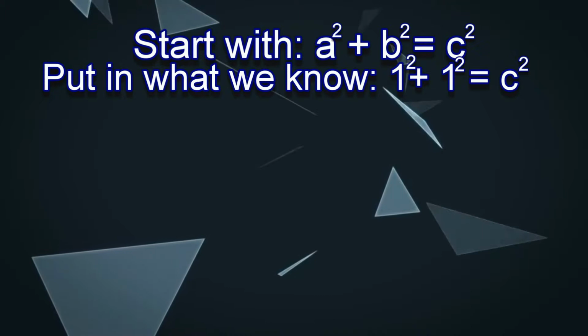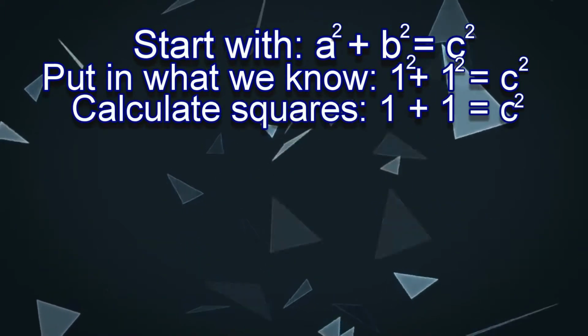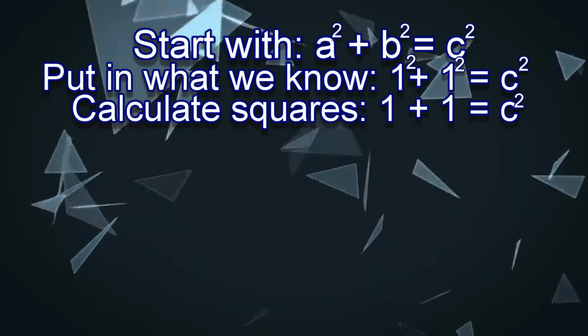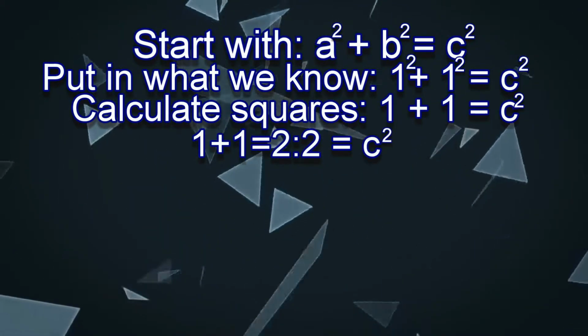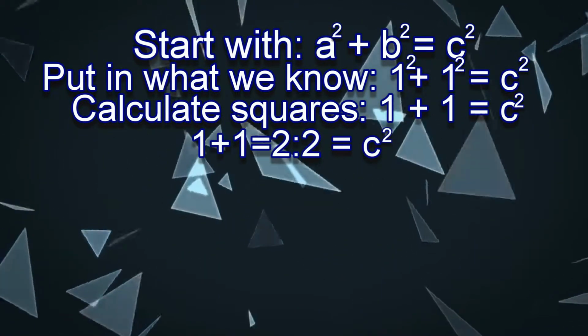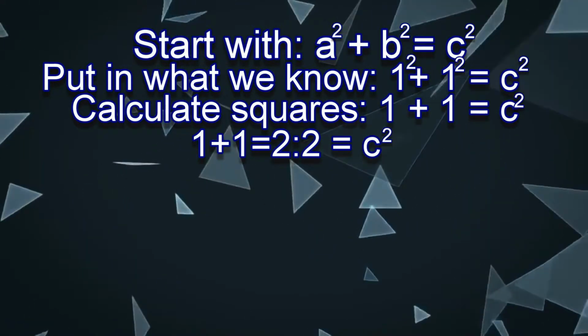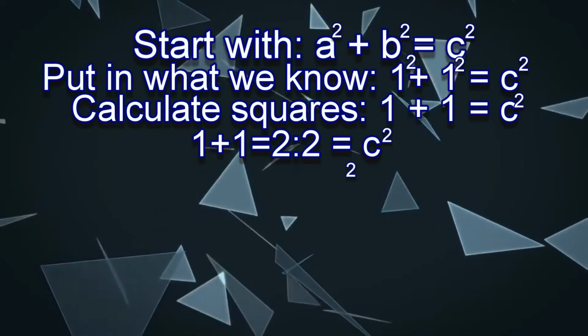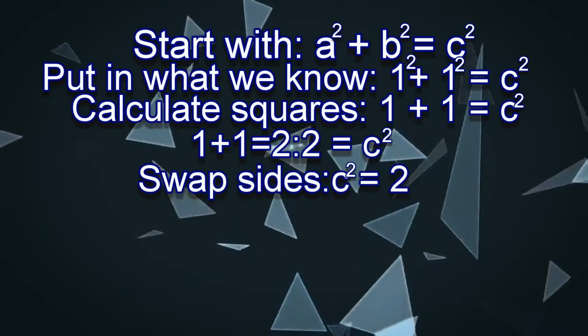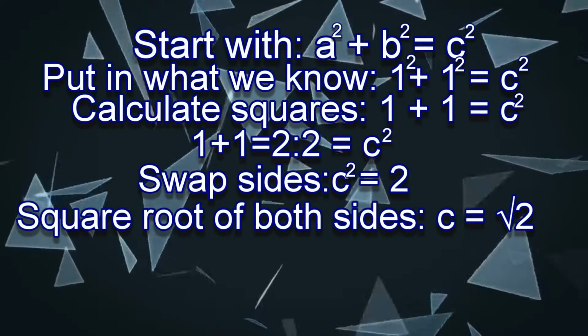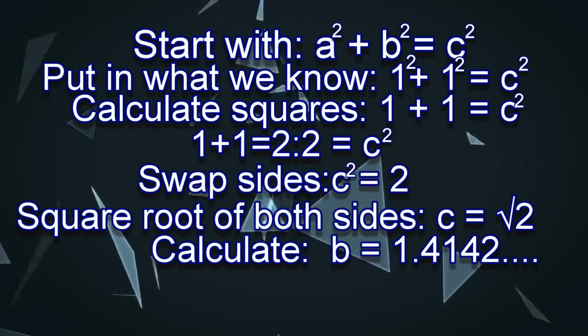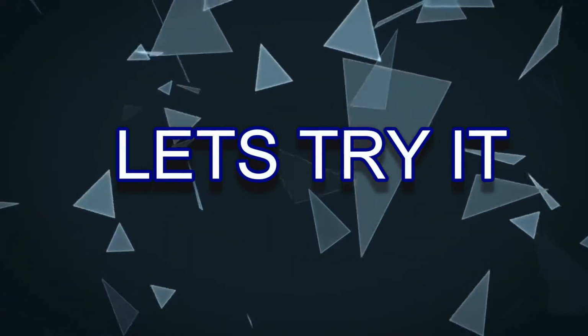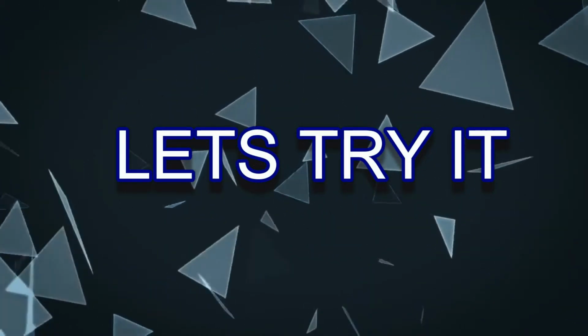Start with a squared plus b squared equals c squared. Put in what we know: 1 squared plus 1 squared equals c squared. Calculate squares: 1 plus 1 equals c squared, and 1 plus 1 is equal to 2. 2 is equal to c squared. Square root of both sides, c is equal to the square root of 2, which is about 1.41, 42 and something. Let's try this one and solve it on your own.